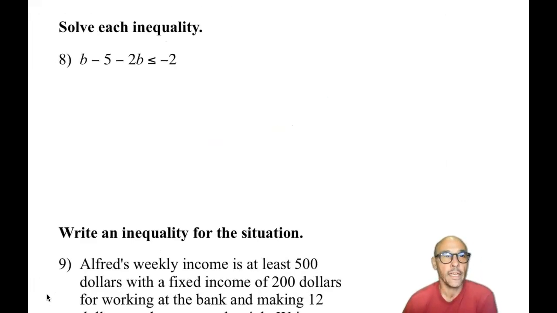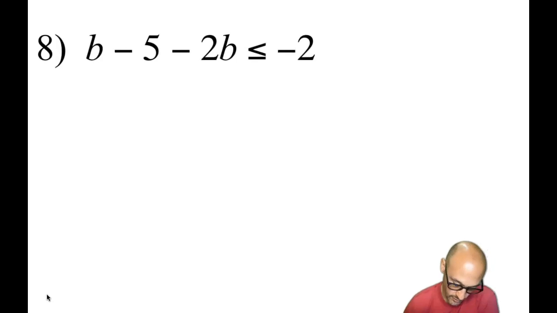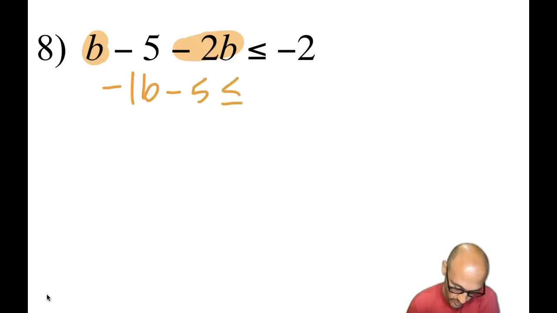All right, solve each inequality. So when we have an inequality, I see that we're going to need to combine some like terms. We treat it mostly like an equation. There's one kind of situation where it's different. So we have negative 1b. I could just say negative b. That's fine. Minus 5 is less than or equal to negative 2.